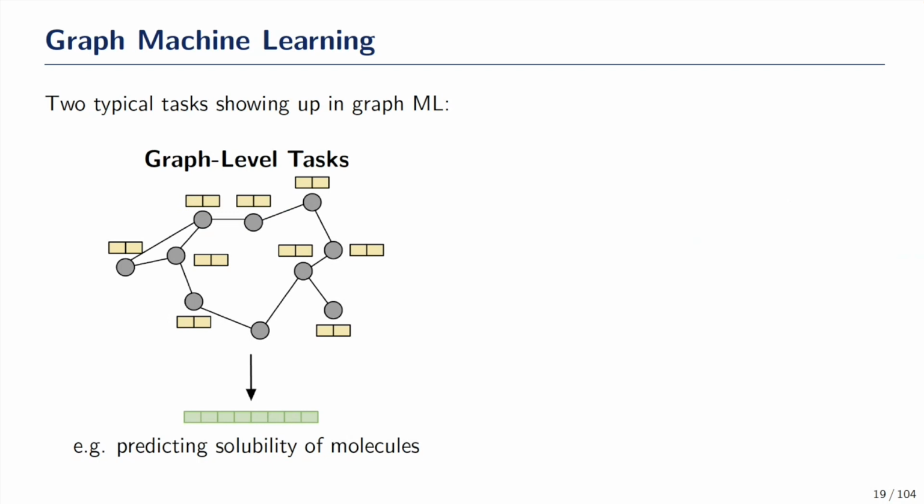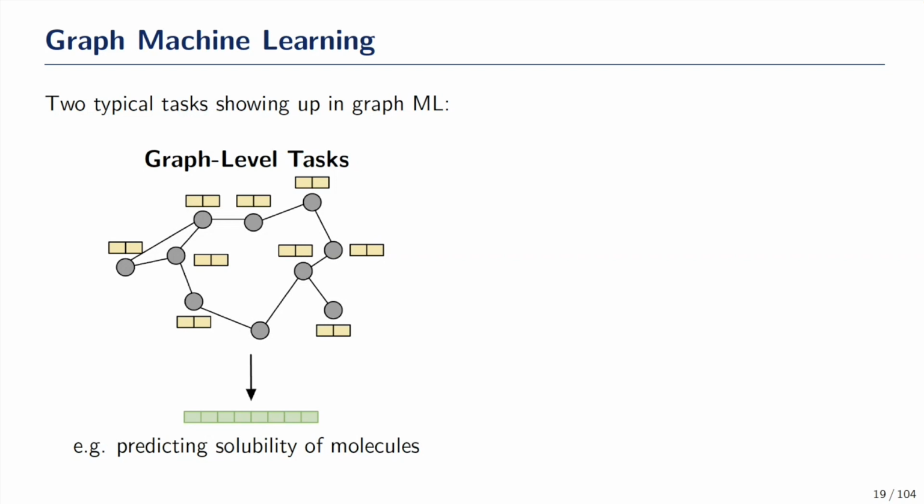In graph machine learning, you typically have two kinds of tasks. The first kind are graph-level tasks, where you're given a dataset of graphs, and you have some features for each node. What you want to do is compress the whole graph into a single vector and then classify that vector. One example is predicting the solubility of molecules: you would have a dataset of molecules, map each molecule to a vector, and then predict from that vector some number, the solubility or something like that.